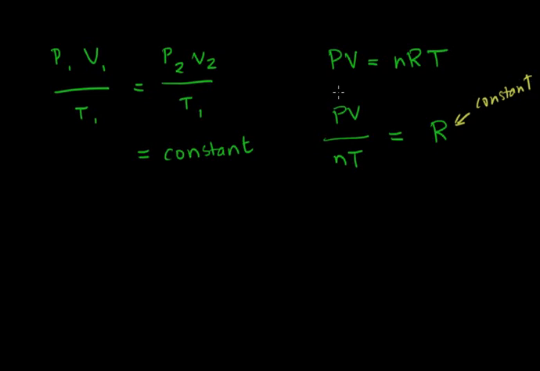We've still got PV over T. Remember, we had PV over T equals constant over here. All we've done is introduced this mole value. Why have we done that?